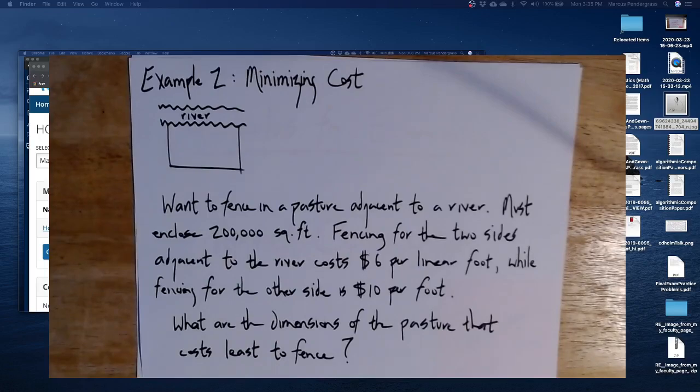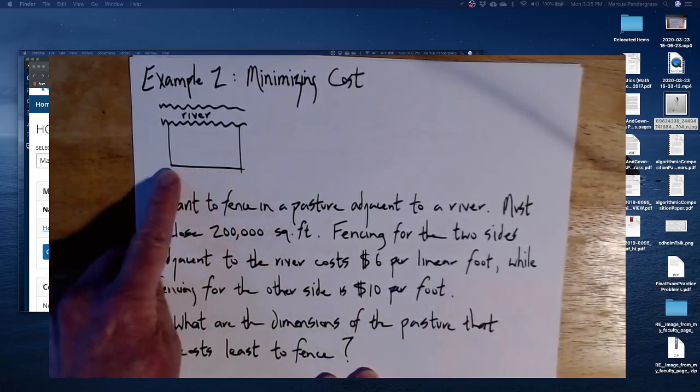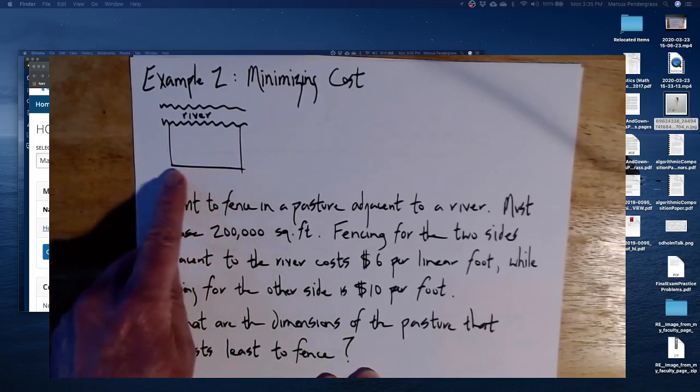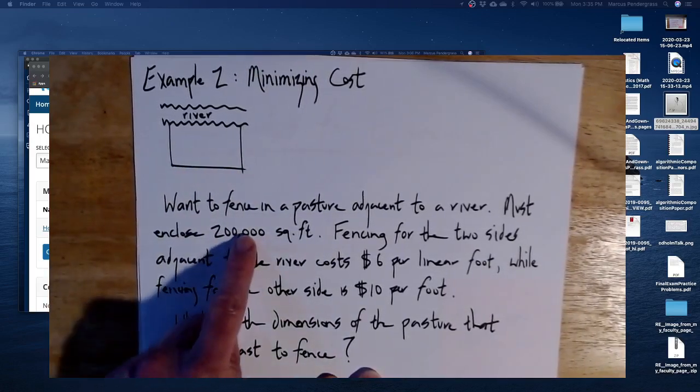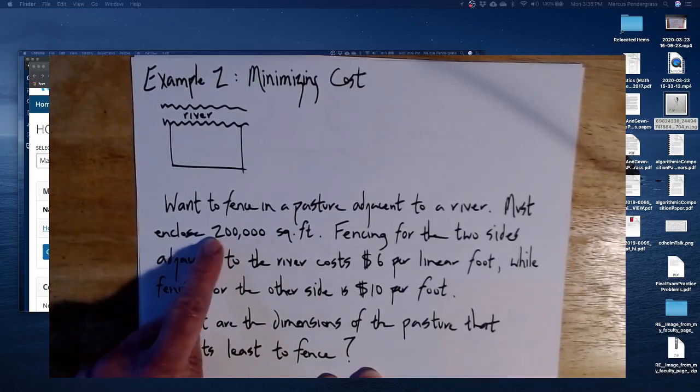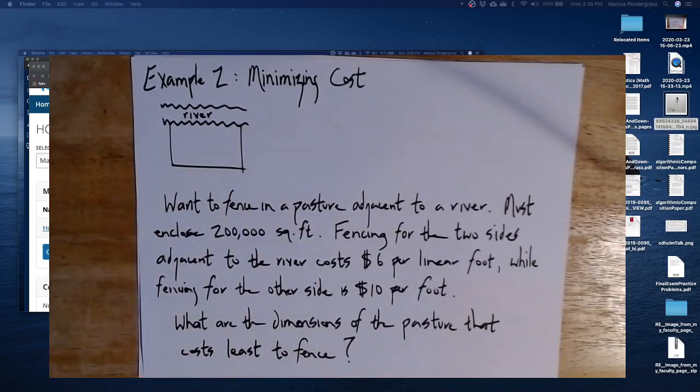So that's the question. You might say, well, we'd want to minimize the amount on the front side, right? And so make that as small as possible. But you obviously couldn't make that zero. You couldn't have no fencing on the front, because then you wouldn't have a pasture at all, right? You would enclose 0 square feet. We've got to enclose 200,000 square feet. So we want to be able to do that, and yet, in essence, use as little on the front as possible. So the question is, how can we do that? So let's see what we can do here.